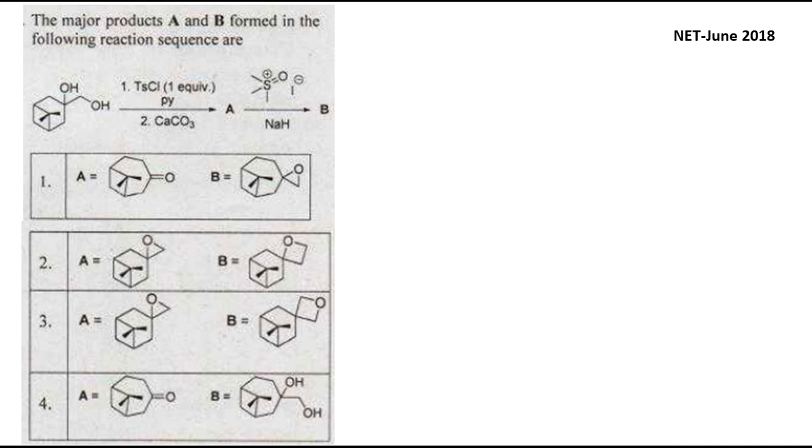Next question. Major products A and B are formed in the following reaction sequence. So first we have this type of OH group at the 1 and 2 positions.